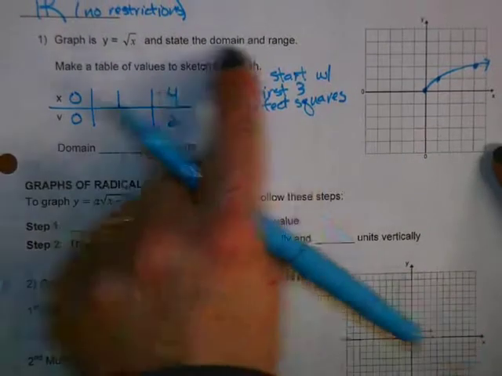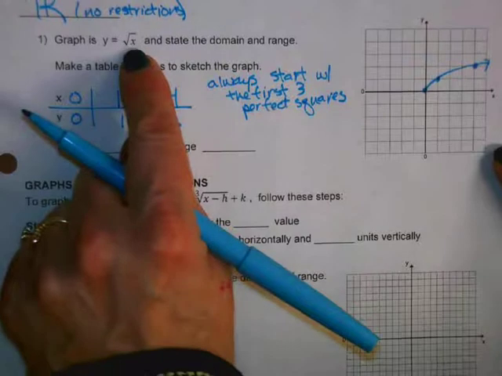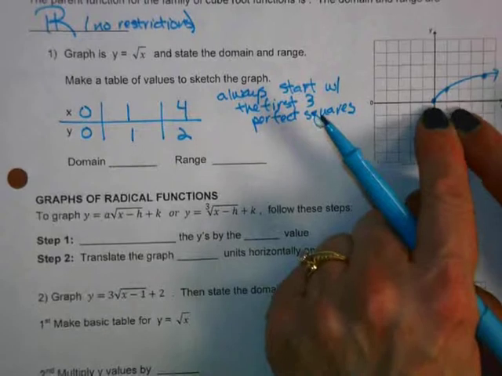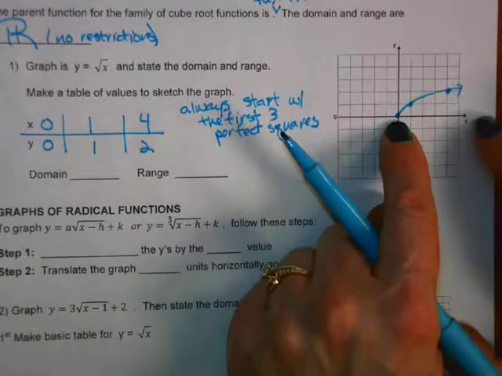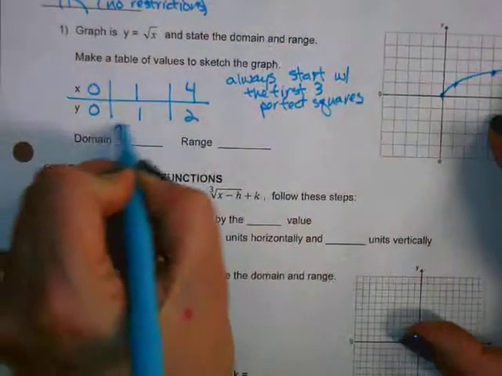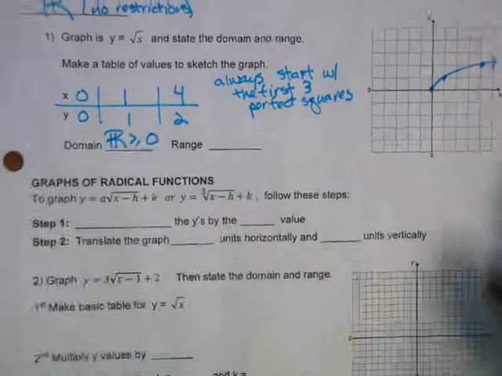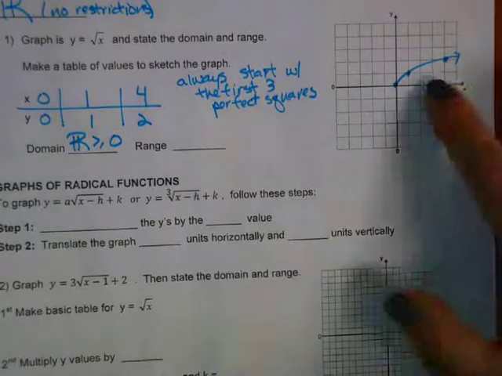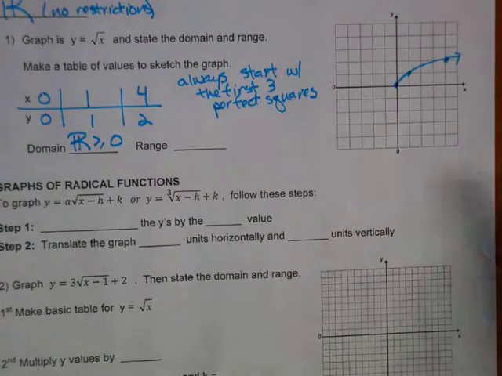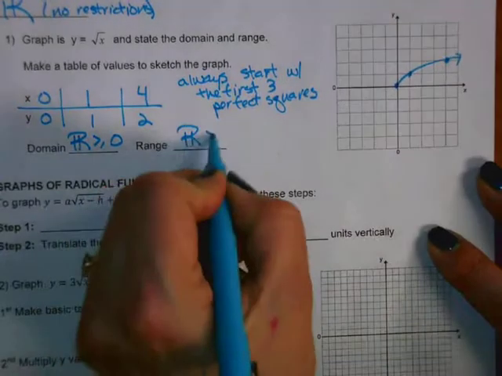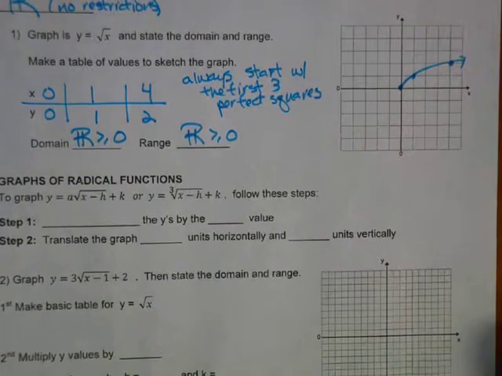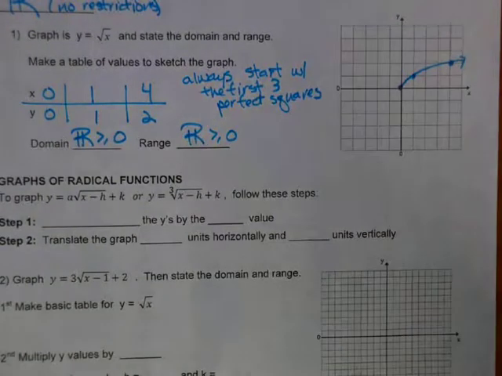And nothing else is happening to this function right here. It's just the square root of x. All right, what's the domain here? The domain, if you look at the x-axis, the x values are all greater than or equal to 0. They're all reals greater than or equal to 0. Are there any negative y values in this parent function? No negative y values, so the range is also greater than or equal to 0. Okay? All right, now we're going to start adding some things to it.